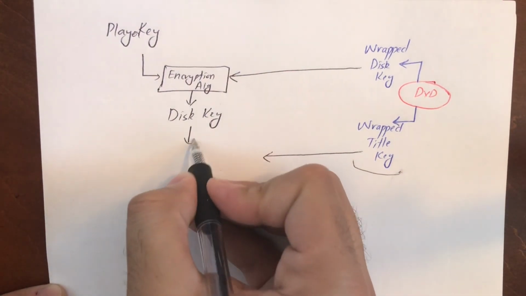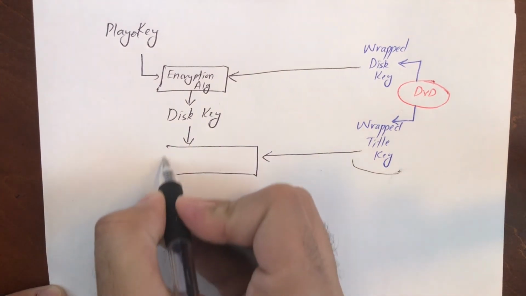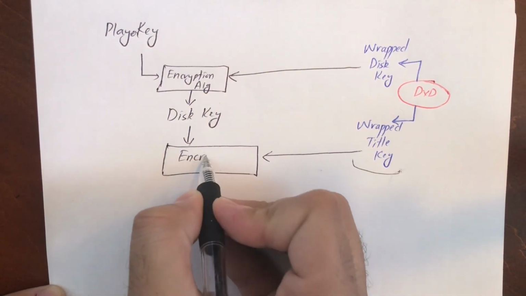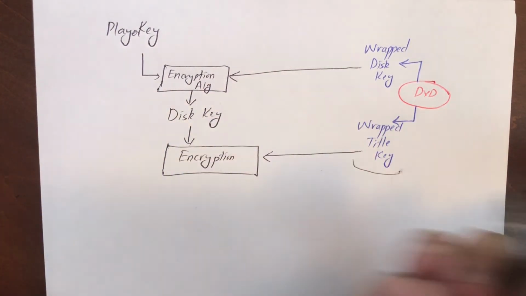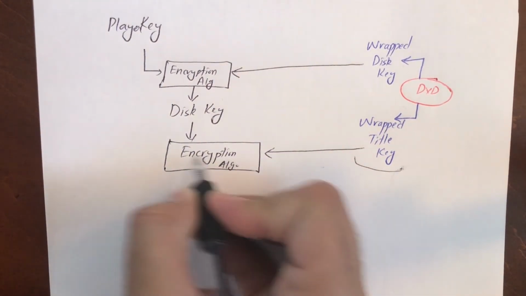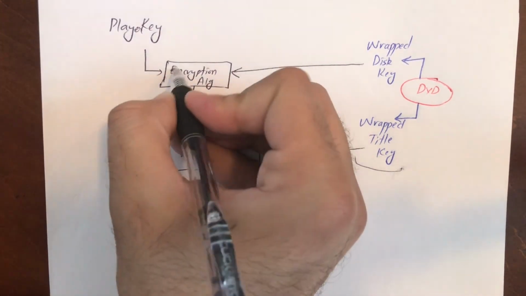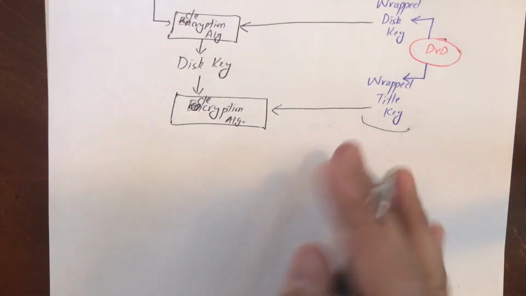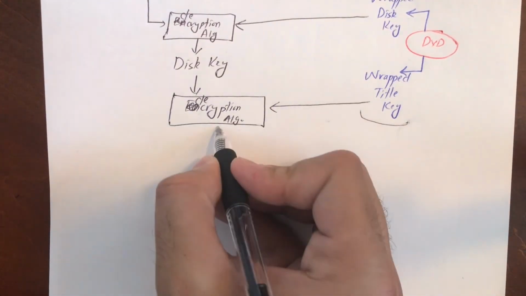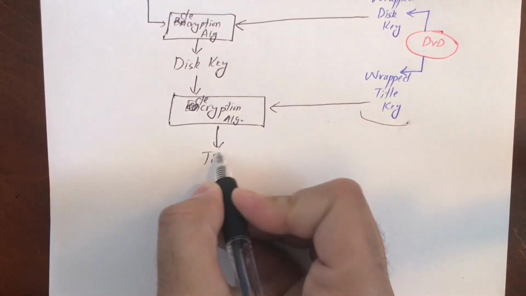Now with this disk key, we can unwrap this title key. So the DVD player will use this disk key with the decryption algorithm. I'm using the term encryption algorithm, but it is a decryption algorithm, by the way. Same is the case here, decryption. So we decrypt that, and after decrypting it, we will have the title key.